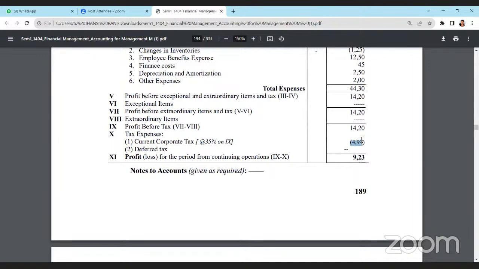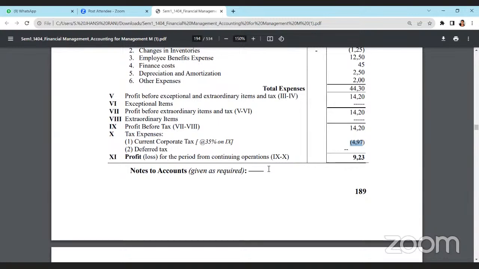That is 4,97,000. And this is the profit, that is 9,23,000. This profit will be transferred to the balance sheet in the shareholders' fund, that is reserves and surplus. If we are preparing the balance sheet also, in that case, we'll post it in the balance sheet, that is in shareholders' fund.